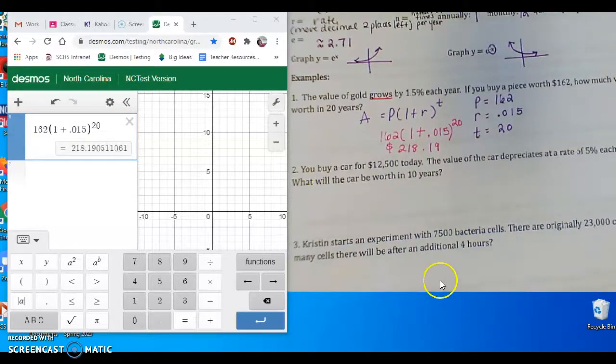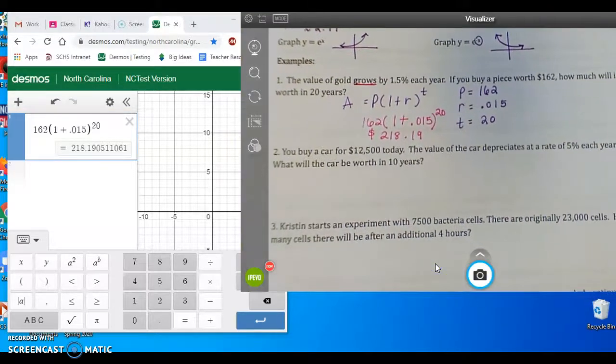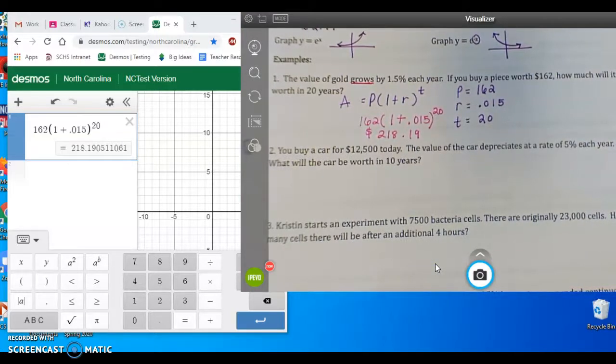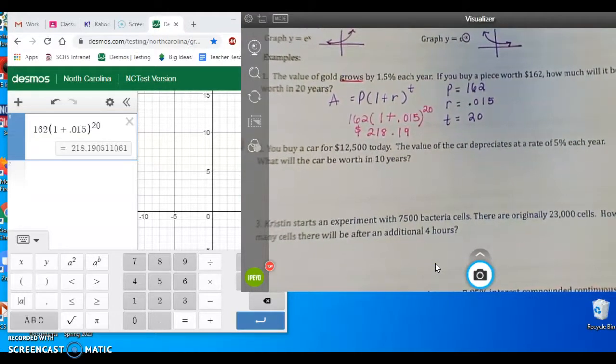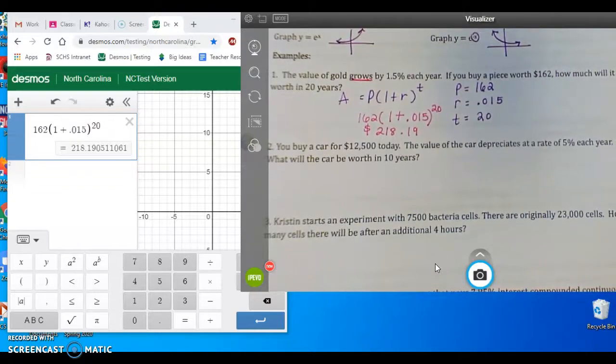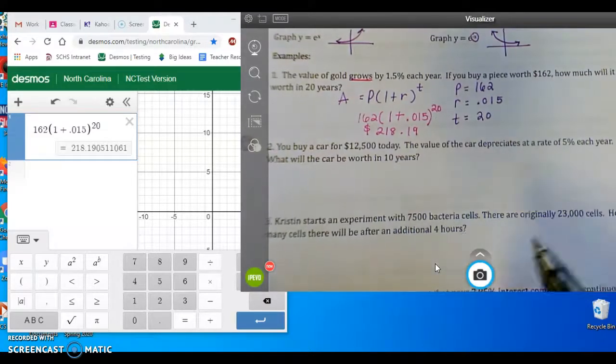All right, let's talk about this car. So you buy a car for $12,500 today. The value of the car depreciates at a rate of 5% per year. What will the car be worth in 10 years? Okay. First of all, I don't see the word compounding. Because I don't see compounding, I don't use those other 2 equations. Okay? When I see compounding, that's when I have to think about those other 2 equations.